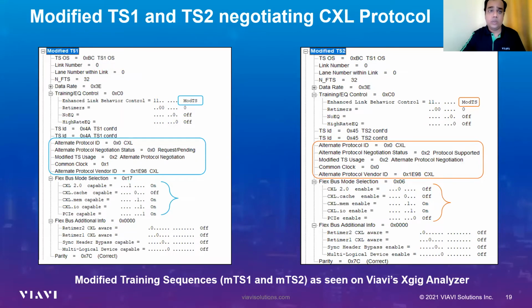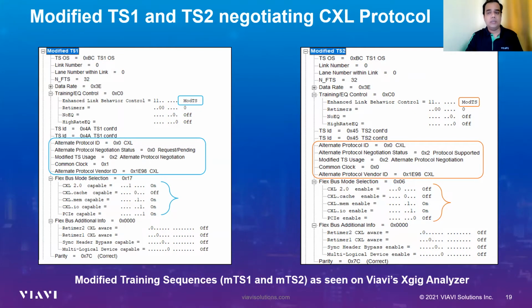We are showing here the actual bits with the modified TS1 and TS2. As I said, modified TS are new fields defined to negotiate CXL. Here, you can see the alternate protocol is set to CXL, and there is something called alternate protocol status. The status indicated in this case is request pending, which means that downstream indicates that protocols are supported and it's waiting for the upstream to confirm that these protocols are also supported by the upstream.